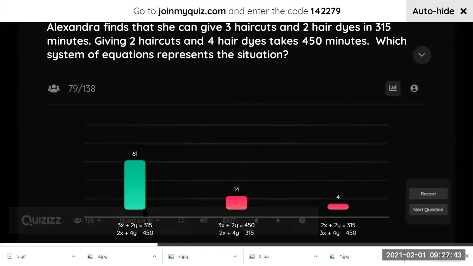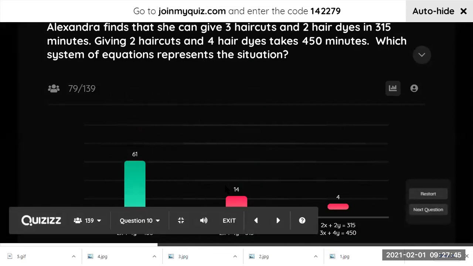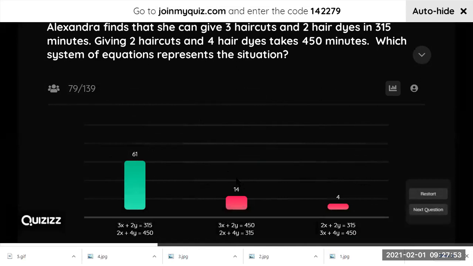And 61 of you have got it right. Very good. For those who are still not able to get it right, please concentrate. Try to focus more. Look at the options closely. And let us move to the next question.